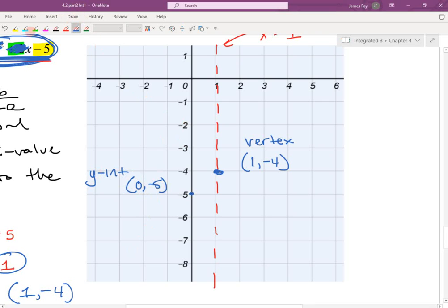Now, if that's the case, that distance from my axis of symmetry to that point should be reflected on the other side. So that's going to give me that point there, which would be 2 comma negative 5. And what's the bare minimum number of points I need for a parabola? 3. We have 3, so that's fine. So we can graph that. Your parabola is going to touch those 3 points, and then it extends forever.